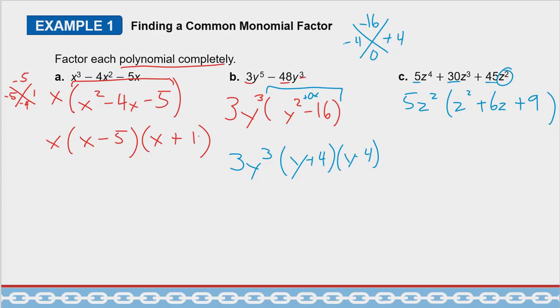So 5z squared I am done with. However, I need to try to factor this trinomial here and see if I can't factor that out. So something that multiplies to 9 but adds to the 6, right? The 6 from right here. So that would be 3 times 3 gives me the 9, and 3 plus 3 gives me the 6. So 5z squared, that's done. That's just going to get copied down. And then I'm going to have z plus 3 times z plus 3.